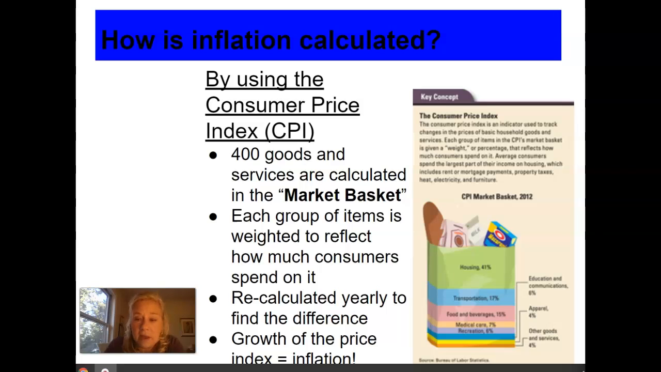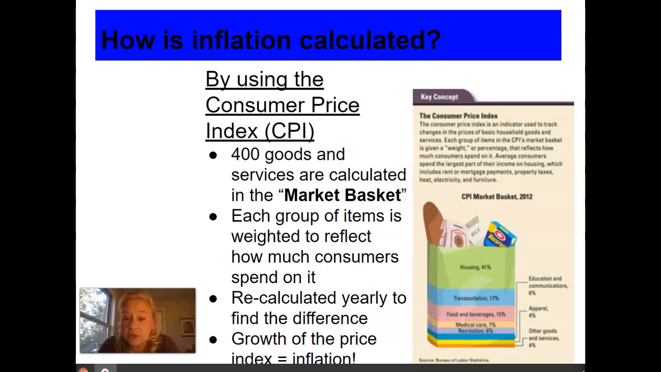Each group of items, as you can see in the basket there, is weighted to reflect how much consumers spend on it. So you can see that housing is our largest expense, and for most people it is, and that would include not only your mortgage or your rent, but also the utilities, electricity, natural gas, etc. Transportation accounts for about 17% of our household expenses. That is going to include your car payment, your insurance, your gas, your bus fare, whatever it is that you use for transportation.